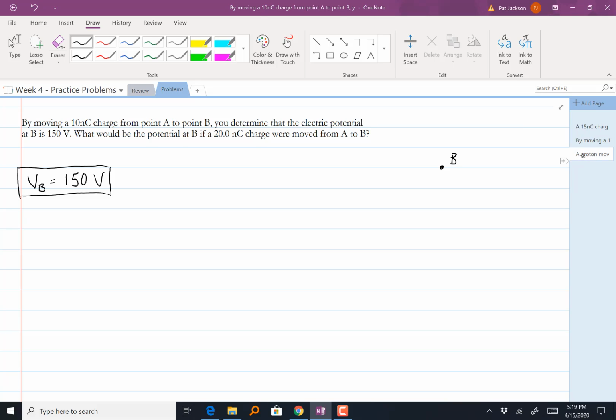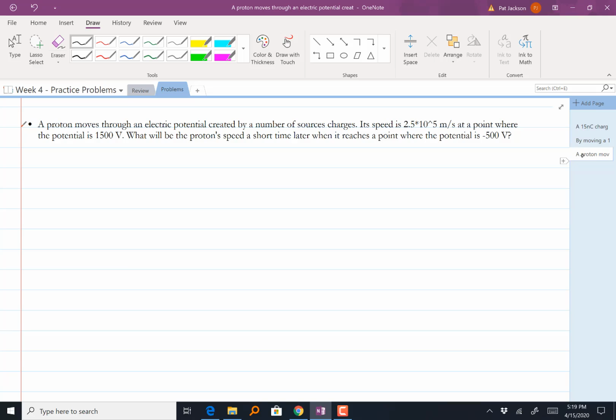And then last we're looking at this conservation of energy. So we've got a proton that moves through an electric potential created by a number of source charges. Again, we really don't care about what those source charges are, how they're made, because it tells us that the potential at a point is 1500 volts, a point where the proton is moving at 2.5 times 10 to the 5th meters per second. And so we're looking for the proton speed a short time later when it reaches a point where the potential is negative 500 volts. So I'm going to start by taking a second and just writing down the things that I know.